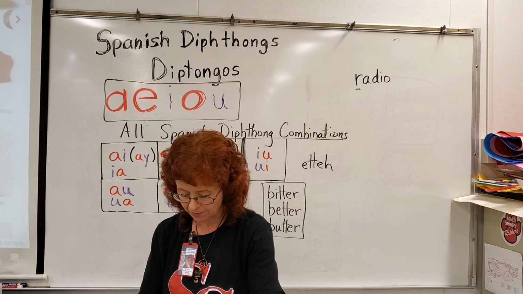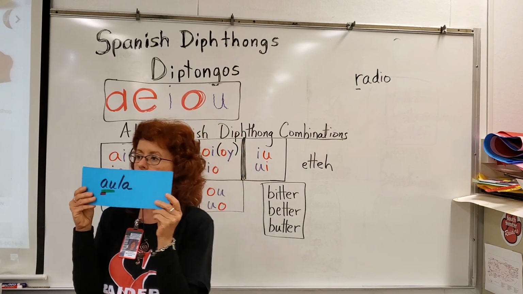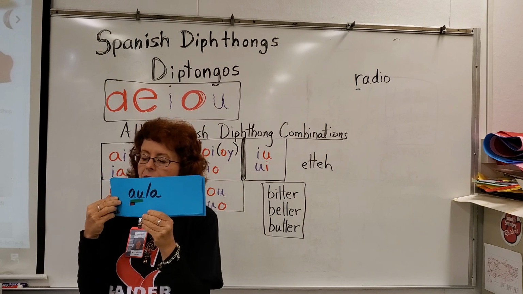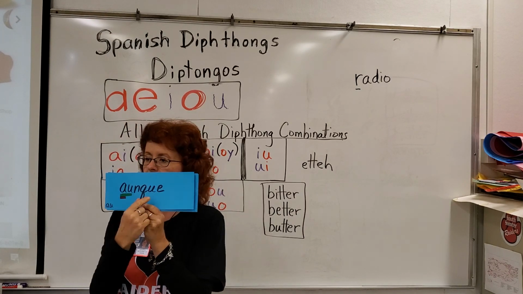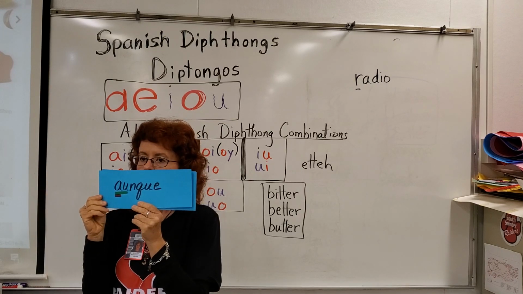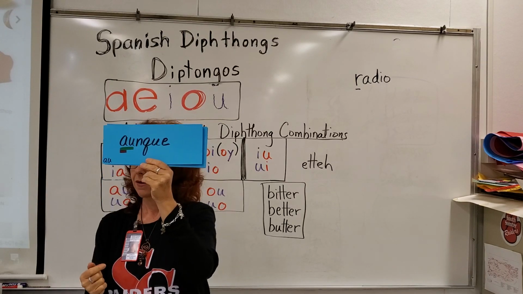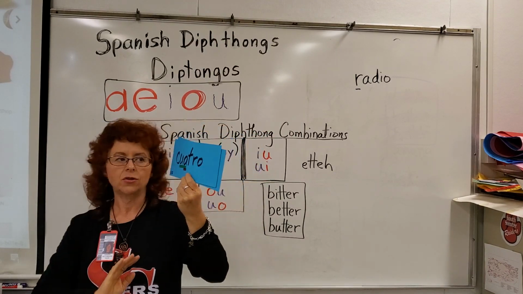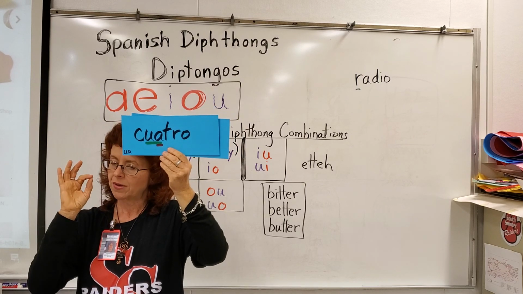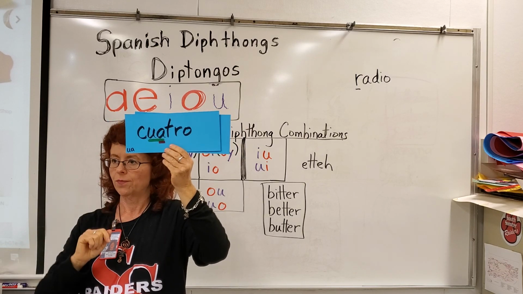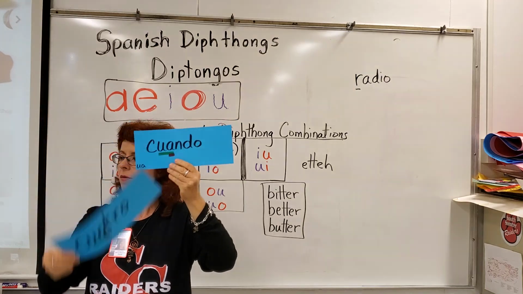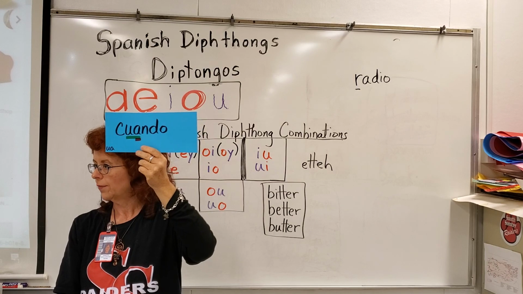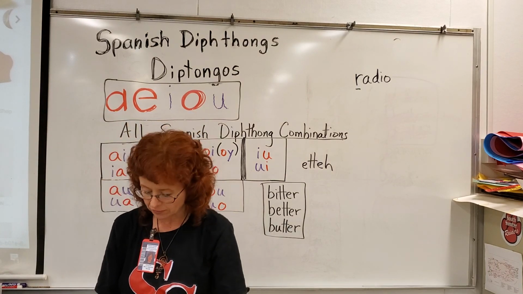I have 4 samples. Here's my first one with the ow. Aula. My second one is 2 syllables. The QUE is ke. Aunque. All right, so that's my AU. Now we go to the UA. It's going to be wa. Cuatro. And then one more UA. Cuando. So those are my 4 words. Now, what do they mean?